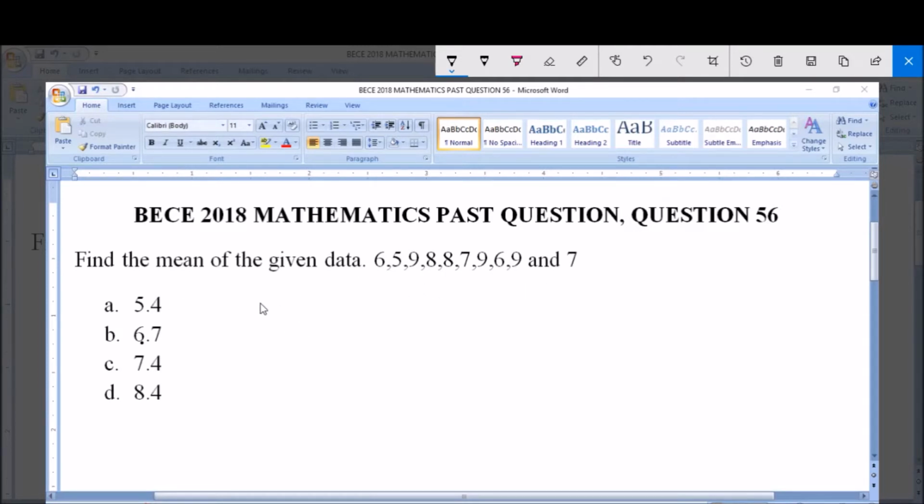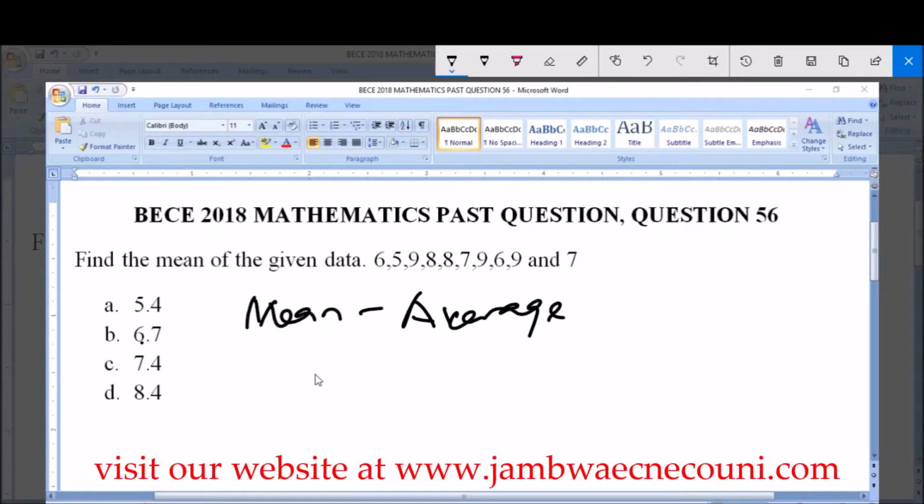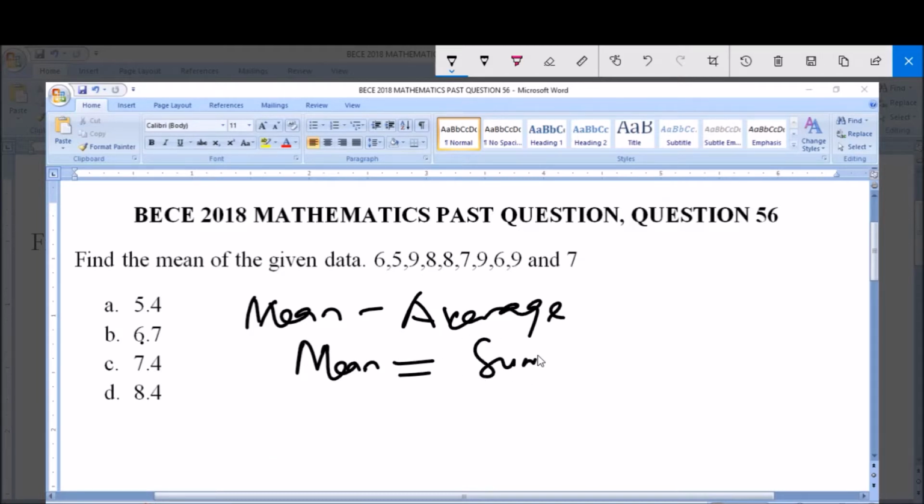And like we know, mean simply means what? Average. When you hear the word mean, it simply means average. So to find the average of these numbers, what do we do? We sum up these numbers and divide it by the total number of the numbers. That is, sum of numbers all over the total number of these numbers. And this total number is usually expressed as n.